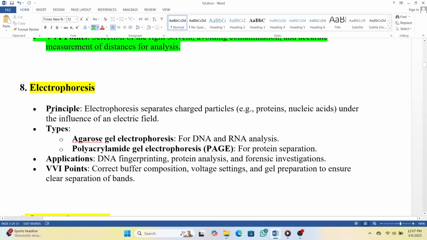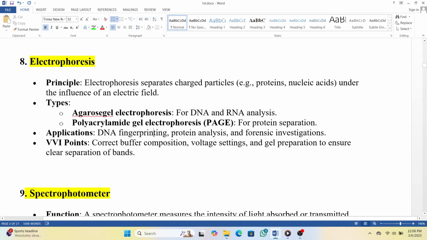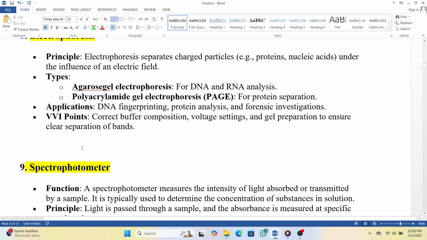8. Electrophoresis. Principle: electrophoresis separates charged particles, example proteins, nucleic acids, under the influence of an electric field. Types: agarose gel electrophoresis, for DNA and RNA analysis. Polyacrylamide gel electrophoresis, PAGE, for protein separation. Applications: DNA fingerprinting, protein analysis, and forensic investigations. VVI points: correct buffer composition, voltage settings, and gel preparation to ensure clear separation of bands.